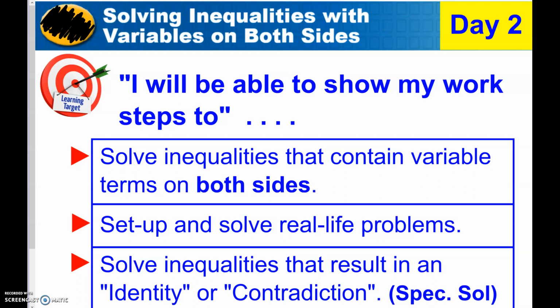Hello, and welcome to Solving Inequalities with Variables on Both Sides, Day 2. So yesterday we were solving inequalities that had variables on both sides. Today we're going to do more examples that talk about the setup and solve of real life problems. And then we're going to talk about ones that end up with an identity or a contradiction. We've talked about these before, but they're going to show up again in our assignments now.